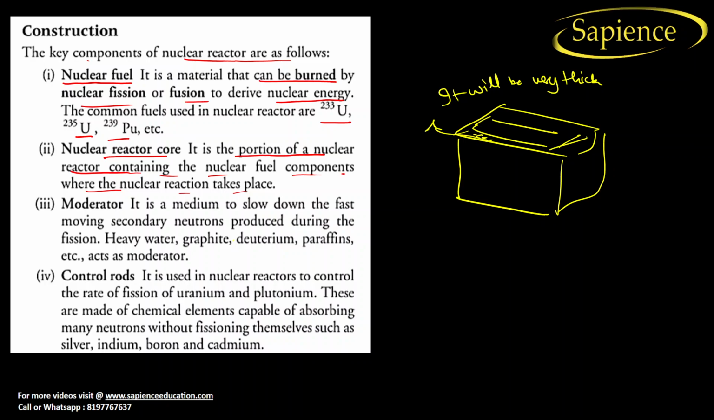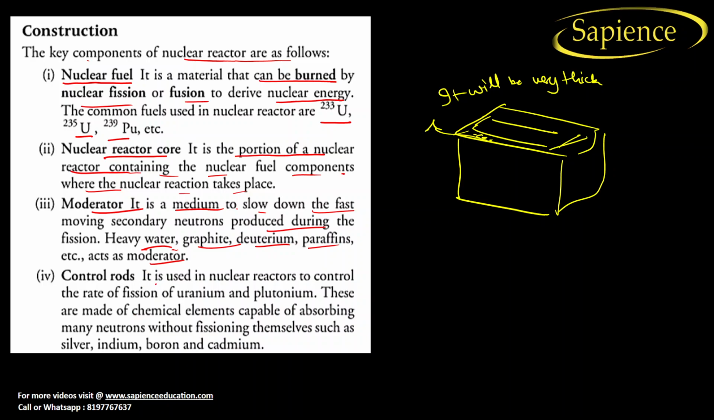Now next is your moderator. It is a medium to slow down the fast moving secondary neutrons produced during the fission. I have already told you that if the moderator is not there, it won't be able to slow down the fast moving neutrons produced during the fission. Heavy water, graphite, deuterium, paraffin, etc. act as a moderator. The most commonly used moderator in India nowadays is heavy water only.